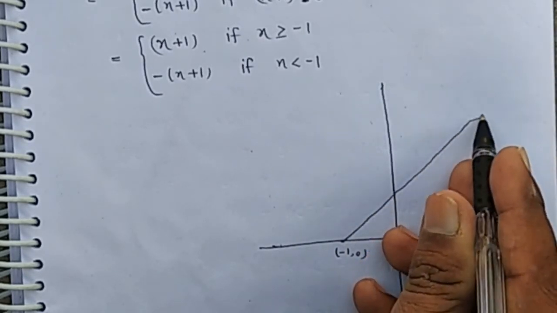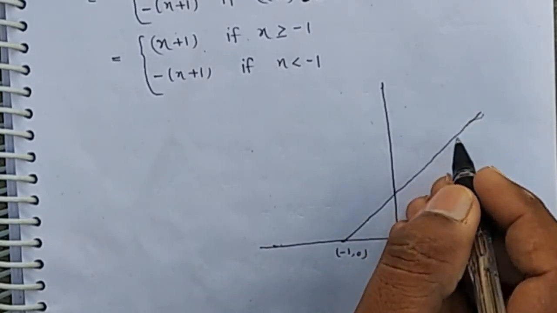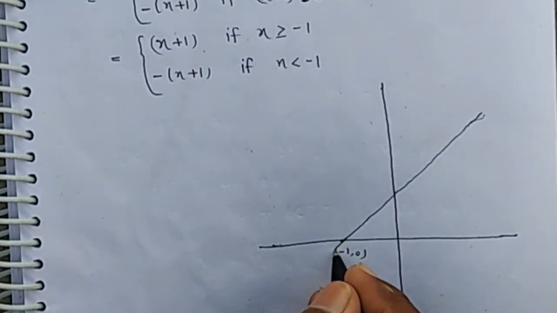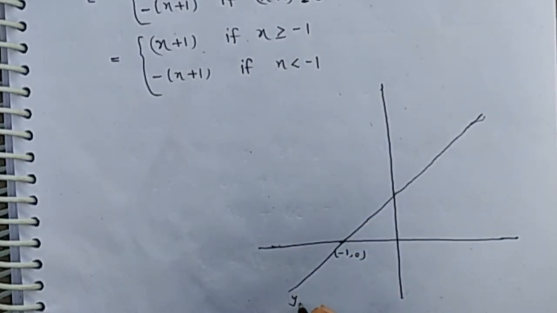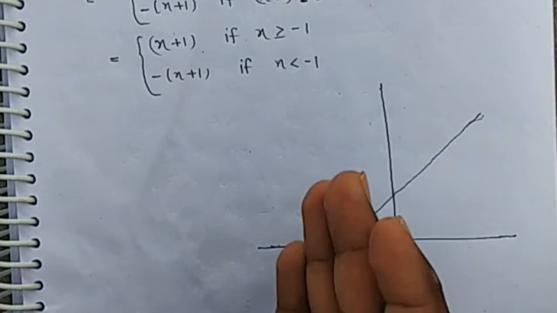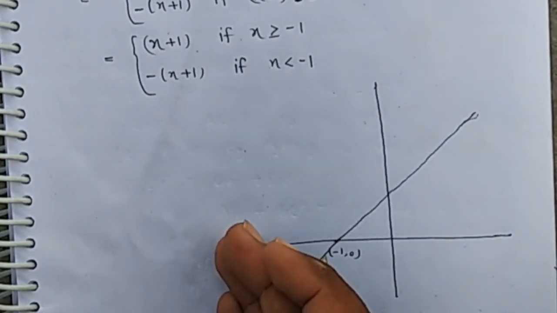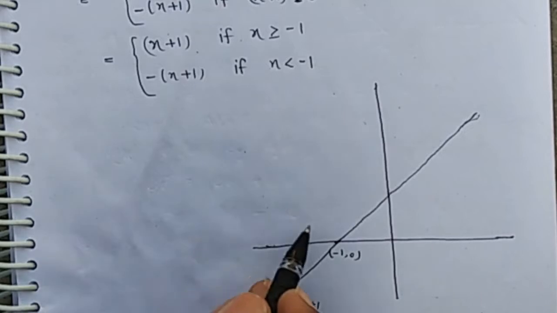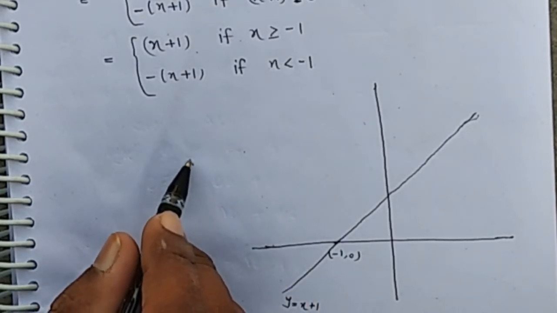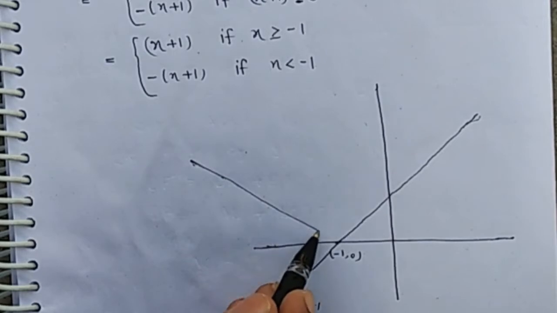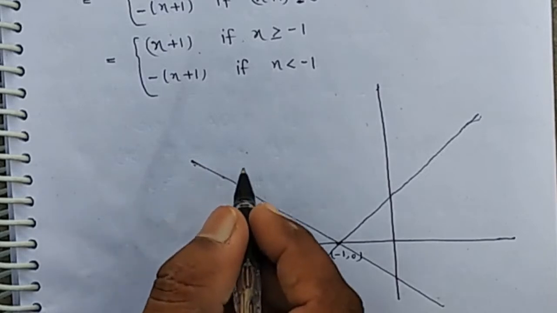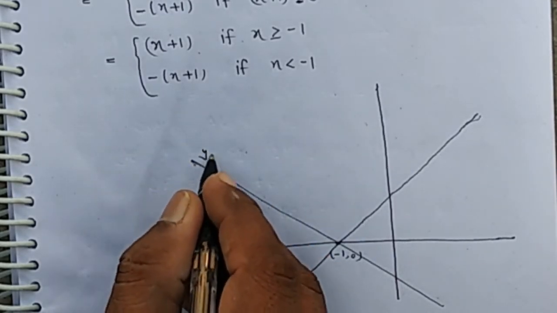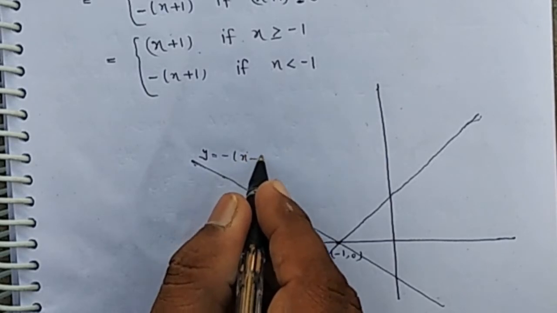It is y equal x plus 1, or we can say the slope of the line is positive. When x is less than -1, the slope is negative, so we have y equal minus x minus 1.